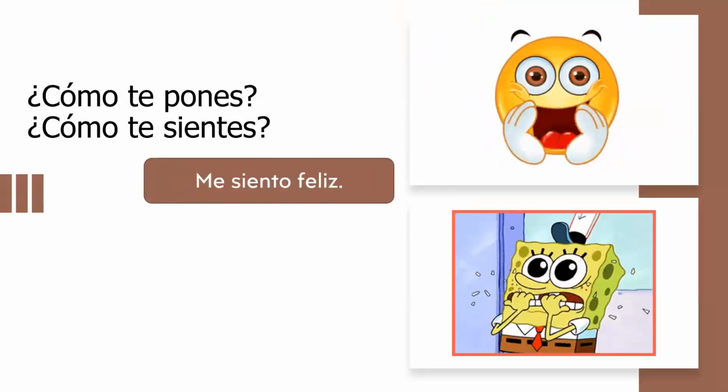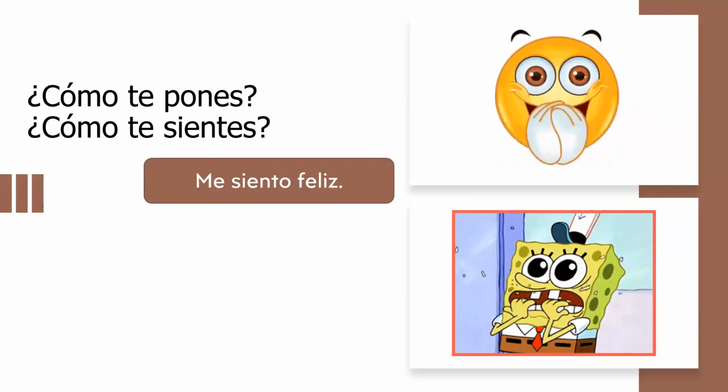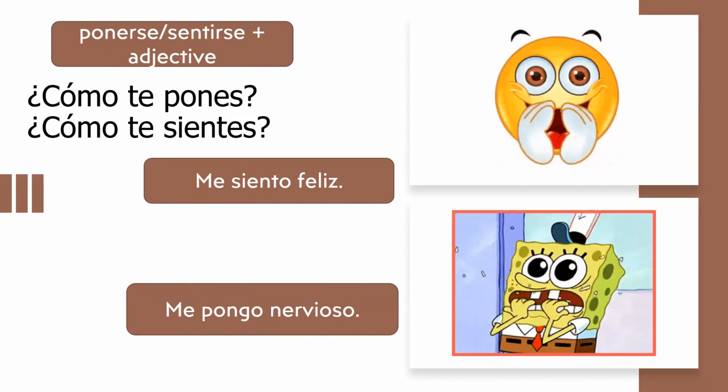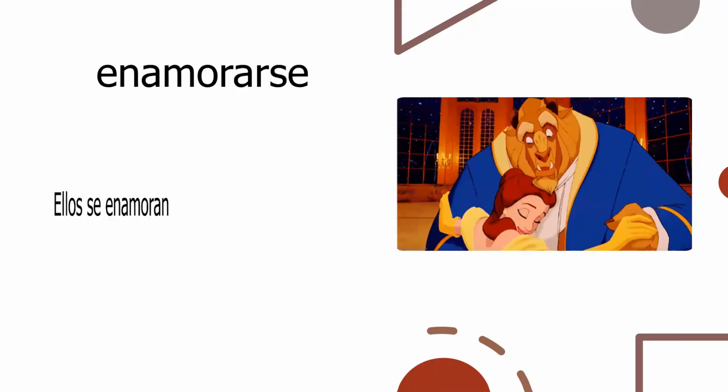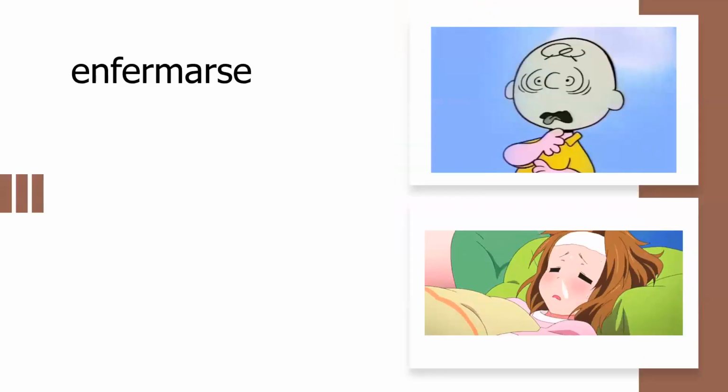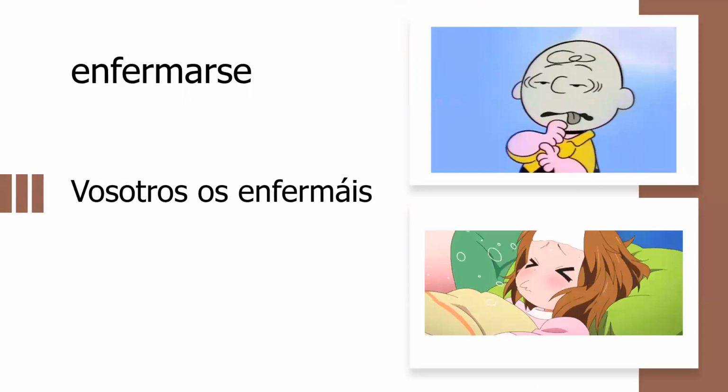With ponerse and sentirse, remember, if they're accompanied by an adjective of emotion, they're going to express emotion. Me siento feliz. Me pongo nervioso. Ponerse, sentirse, and an adjective of emotion. Divertirse. Nosotros nos divertimos. Enamorarse. Ellos se enamoran. Enfermarse. Vosotros os enfermáis.